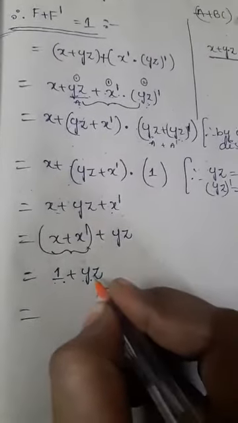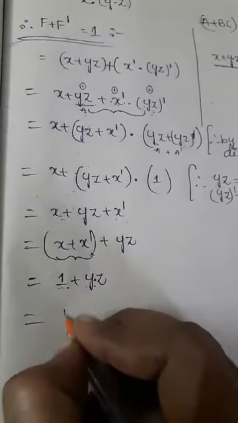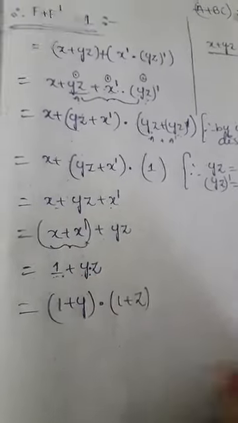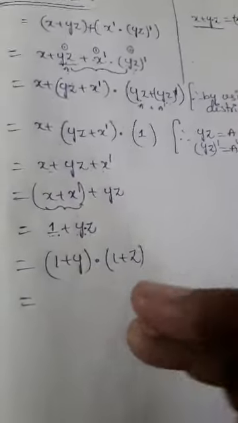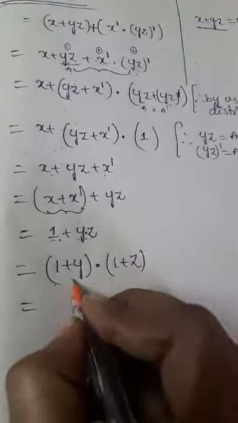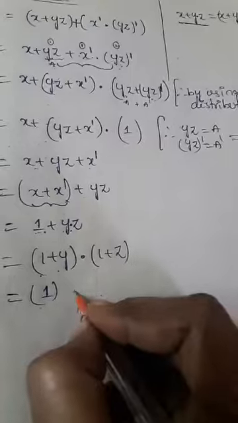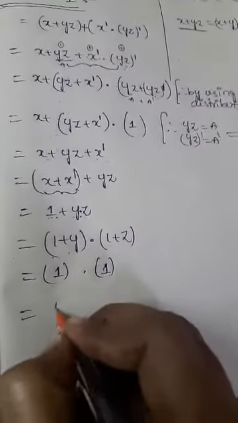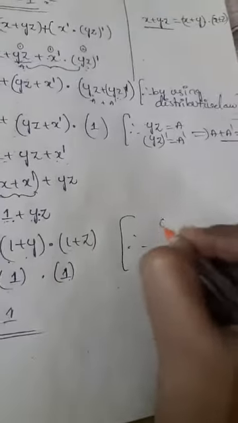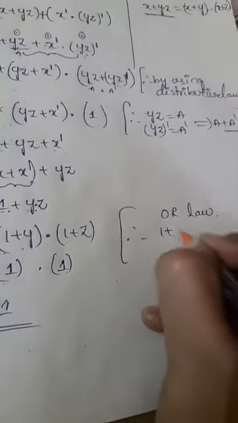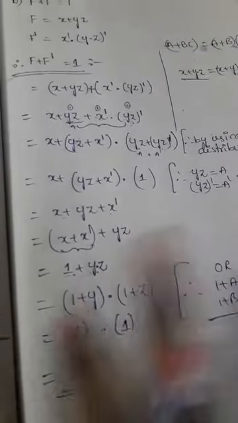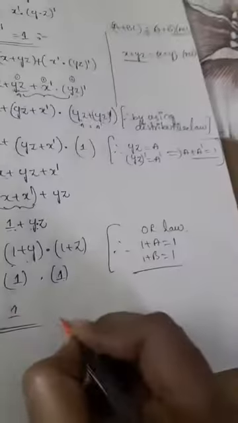Again here I can use the distributive law. Here we'll have two terms, so by using the distributive law I will write it like this: 1 plus y into 1 plus z. For this we use the OR law: 1 plus a is equal to 1, 1 plus b is equal to 1, 1 plus c is equal to 1. So we get 1 into 1. Finally we get f plus f complement is equal to 1. So we prove it here.